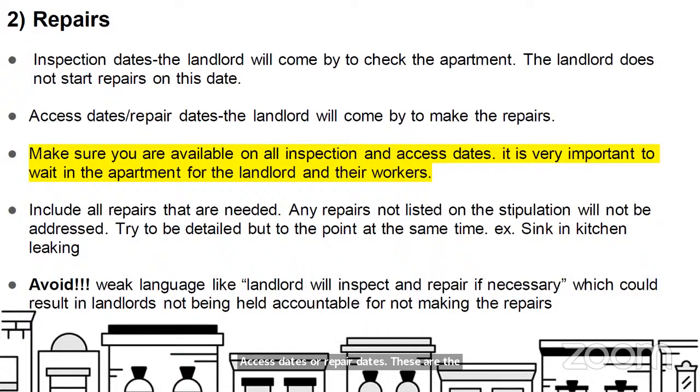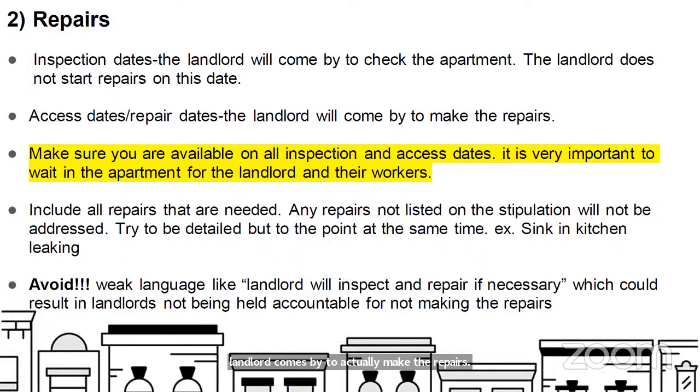These are the dates the landlord actually comes by to make the repair. If you're confused about that, sometimes the landlord needs to come in and check and see what specifically is the repair that needs to be done, and they may need to hire someone. The super may not be able to do it in your building. So inspection dates are just dates for them to come see what is exactly wrong with the apartment. And then the access dates or repair dates are dates that the landlord comes by to actually make the repairs.